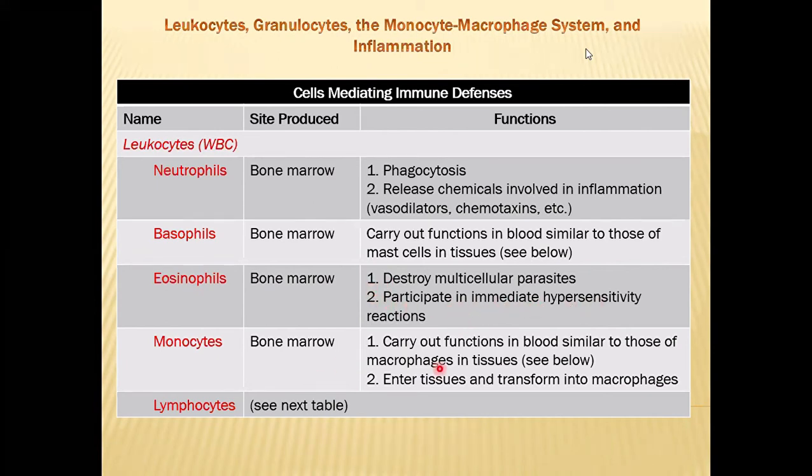Your monocytes carry out functions in the blood similar to those of macrophages, because they are the precursor of the macrophage. So when the monocyte goes into the tissue, it becomes a macrophage.